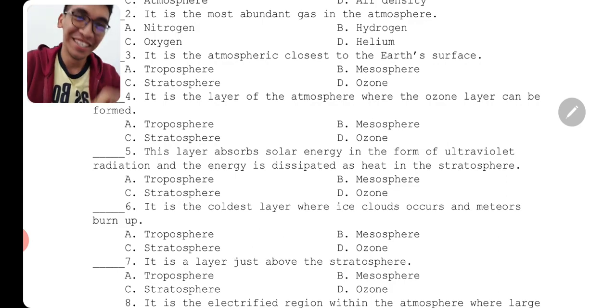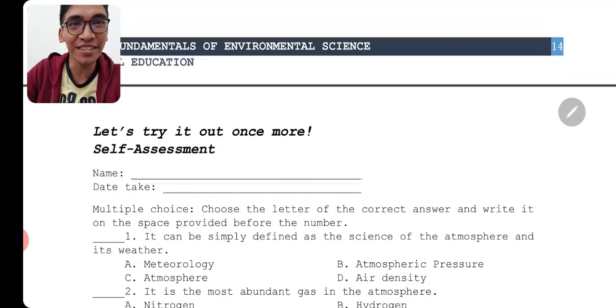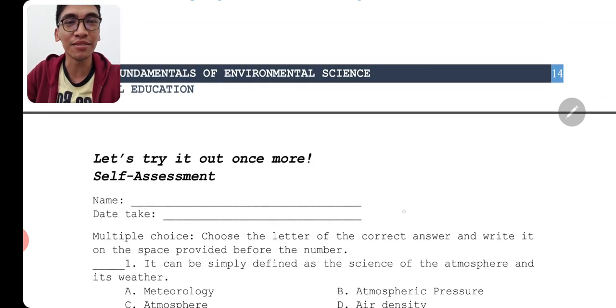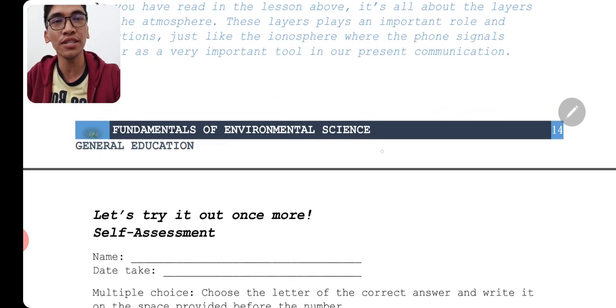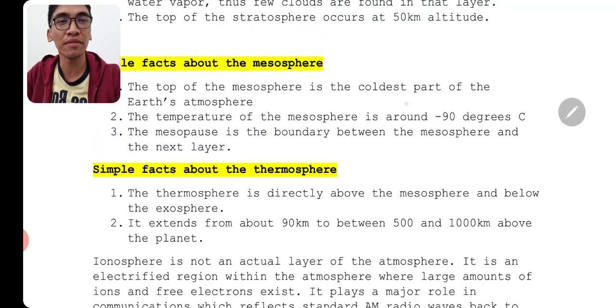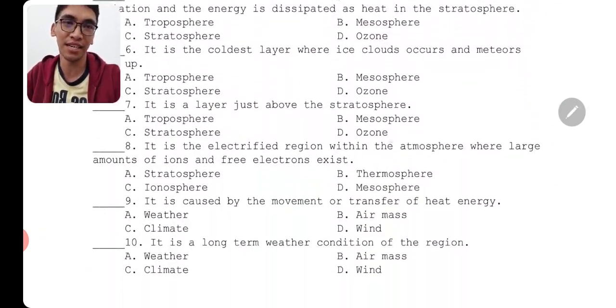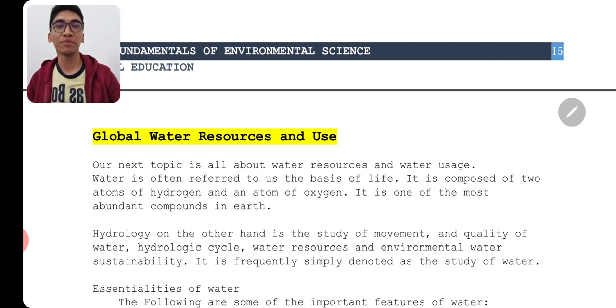Anyway, recap tayo last time. Let's try out the quiz regarding the atmosphere and simple facts about the thermosphere. Yan, yung nakaraan. Okay, so ngayon naman pag-uusapan natin all about the global water resources and its use.